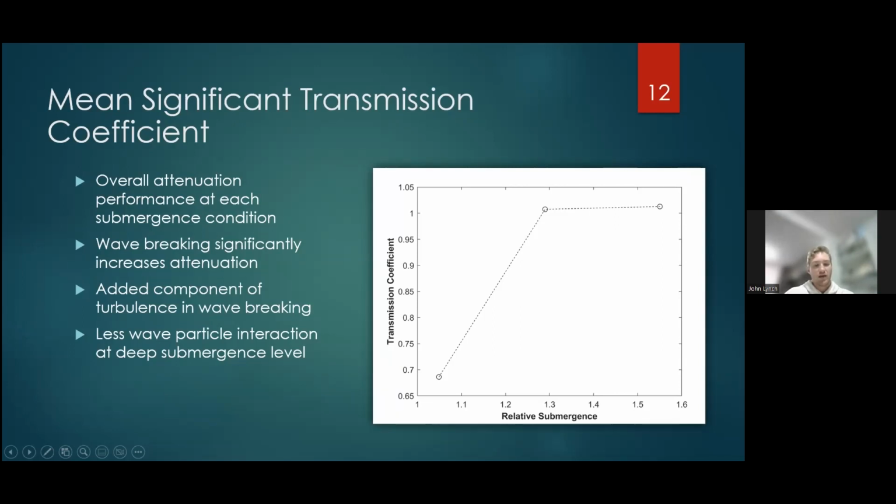This shows how much the breaking behavior of the waves affects the overall attenuation performance of the reef. So where breaking is observed, there's an added turbulence component, which leads to energy dissipation. And where wave breaking is not observed, there's only energy dissipation through the turbulence of the wave particles traveling through the reef structure. So as submergence levels get deeper, less of the wave particles interact with the reef, leading to less energy dissipation.